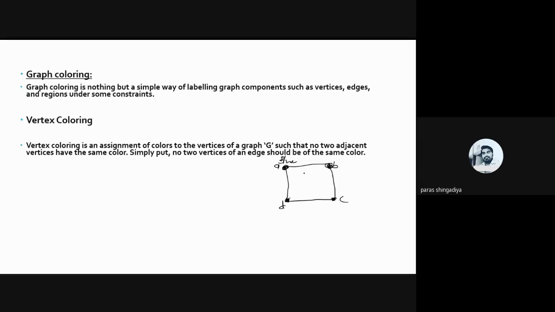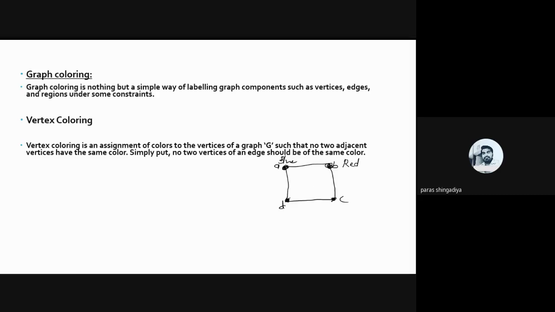Now B and D are adjacent to A. Okay? B and D vertices are adjacent to the vertex A, so I cannot put blue color on B and D. So I use another color for that. Let us start with red. So I apply the red color to the vertex B.